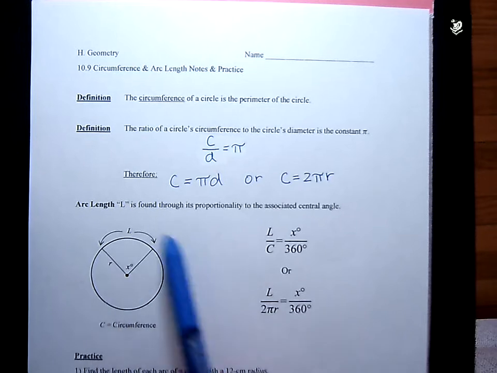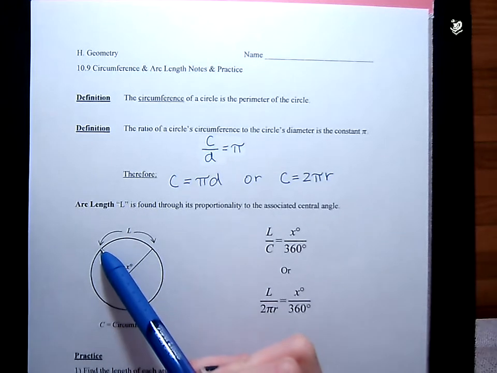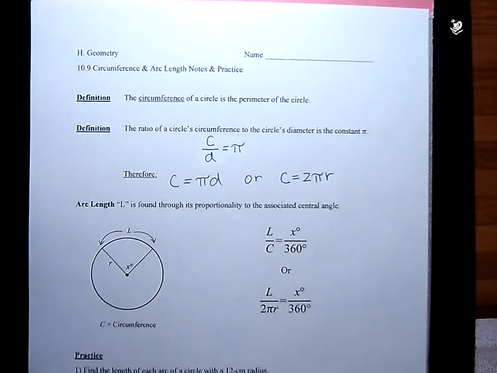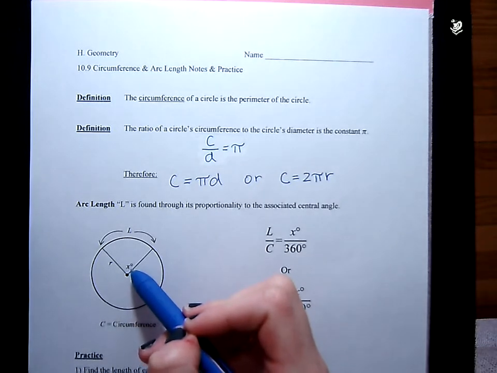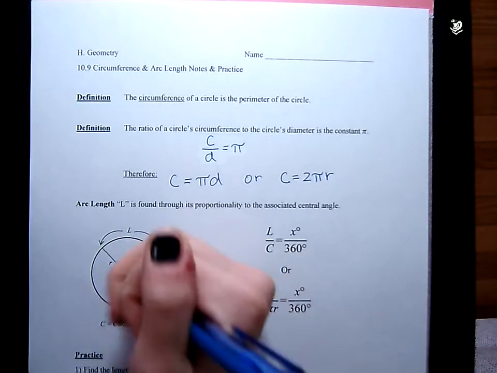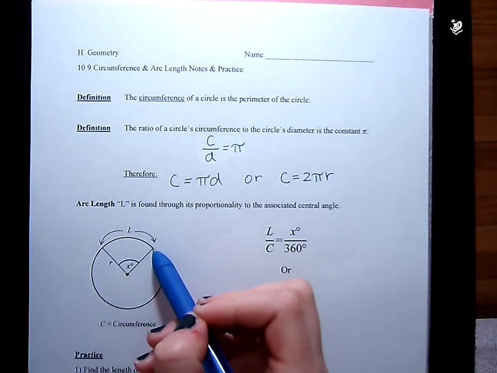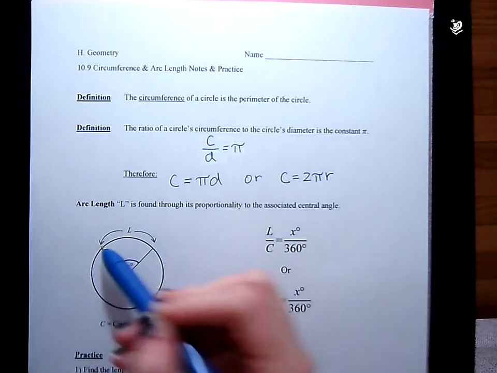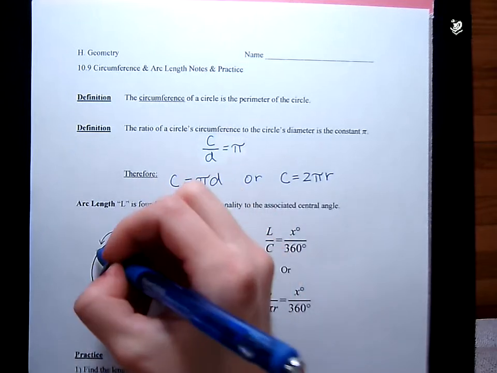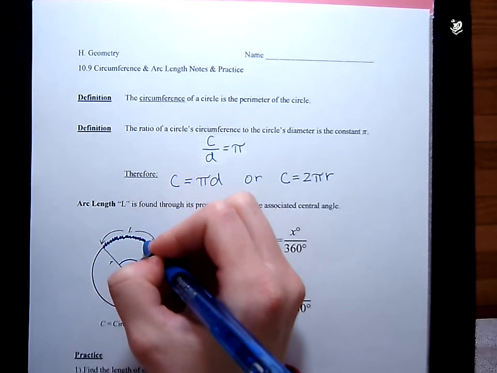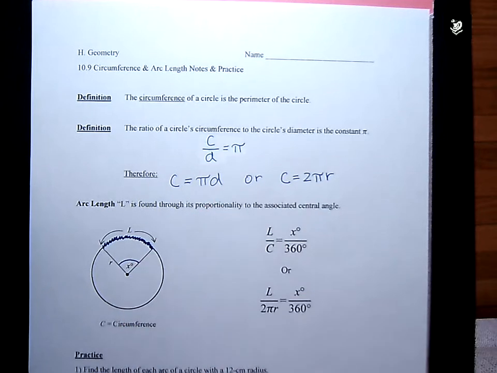In this diagram, you can see that there are 2 radii drawn in. So r represents the radius. X is the degrees of this central angle right here. And L is our arc length, from one radius to the next. So we're trying to figure out how long is this arc. Not how many degrees, but length. So we're talking inches, centimeters, whatever it may be.